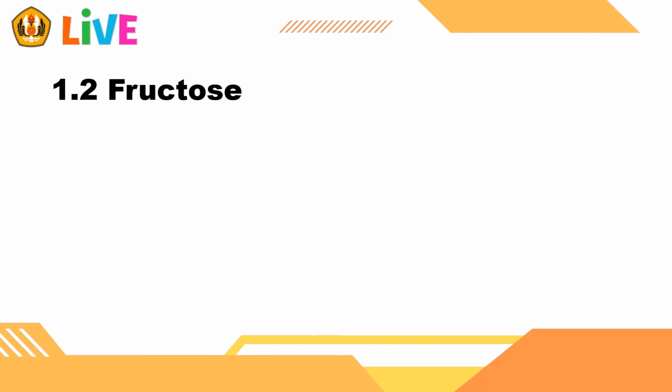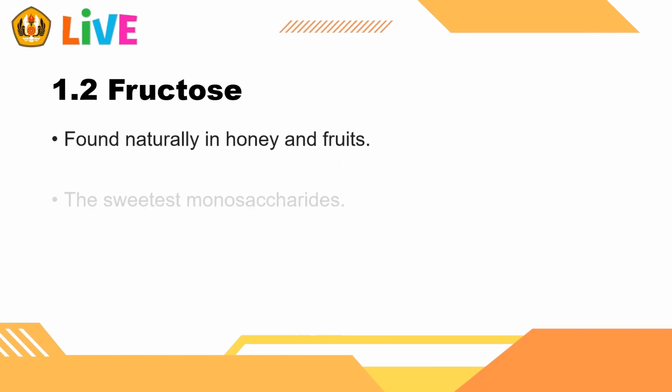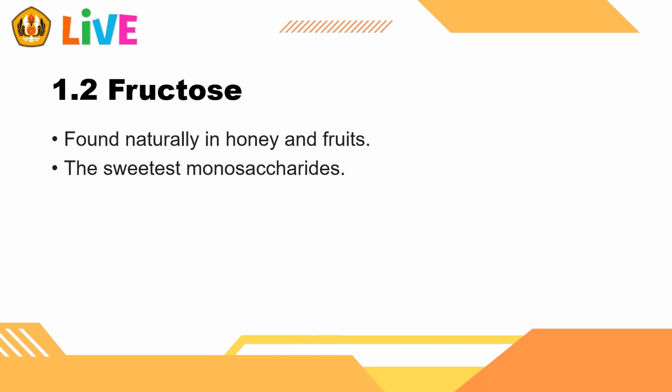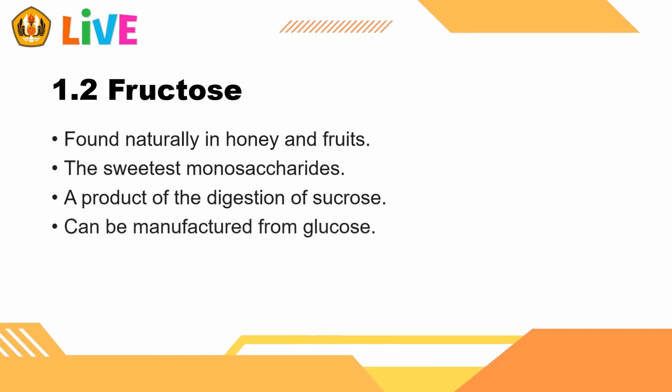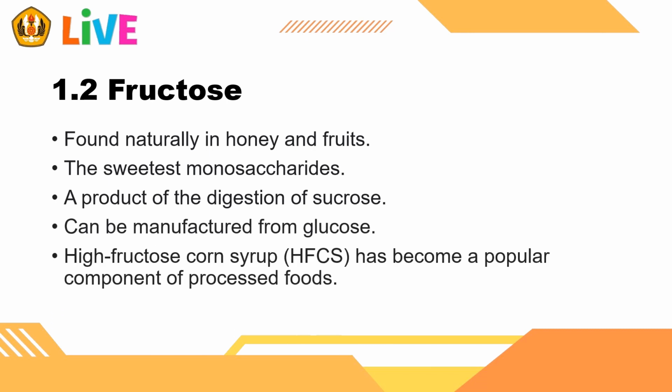Fructose, also known as levulose, is found naturally in honey and fruits. It's relatively the sweetest of the monosaccharides. Fructose is a product of the digestion of sucrose. Fructose can be manufactured from glucose. High fructose corn syrup has become a popular component of processed foods, especially soft drinks, because of its lower cost. It's made from cornstarch and is industrially produced by changing some glucose molecules into fructose, making the syrup sweeter than sucrose.